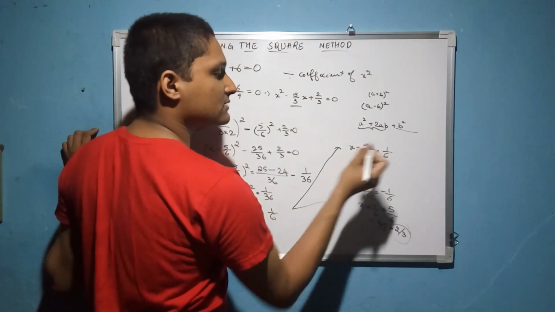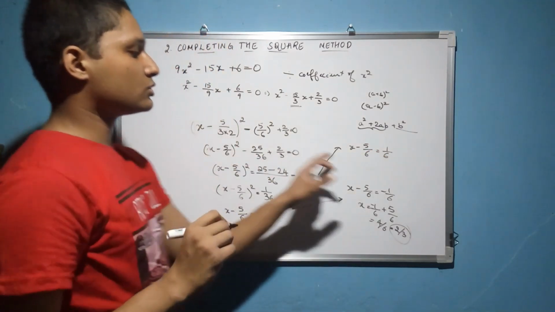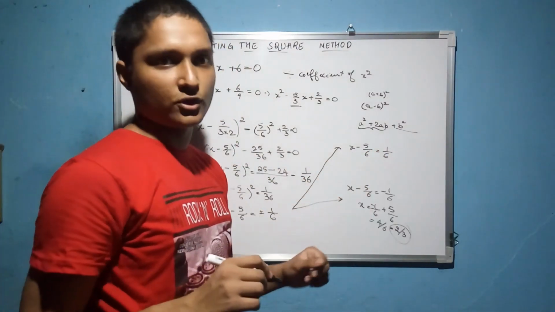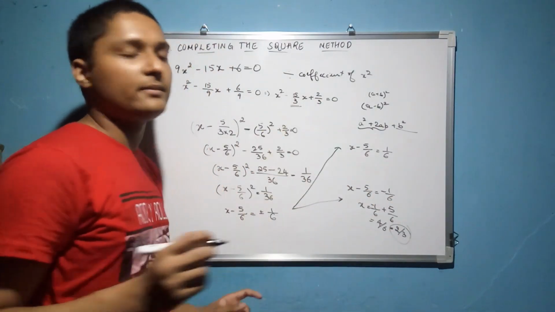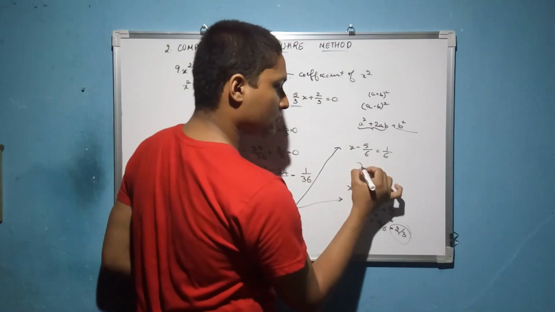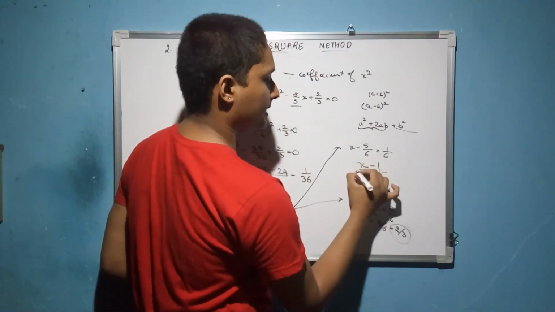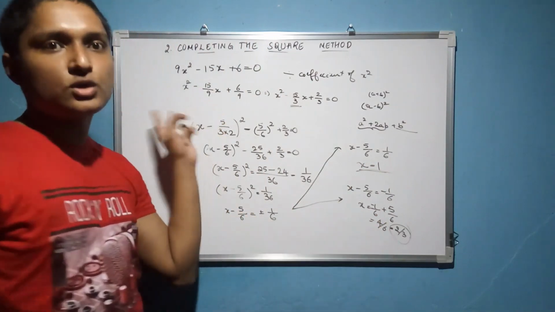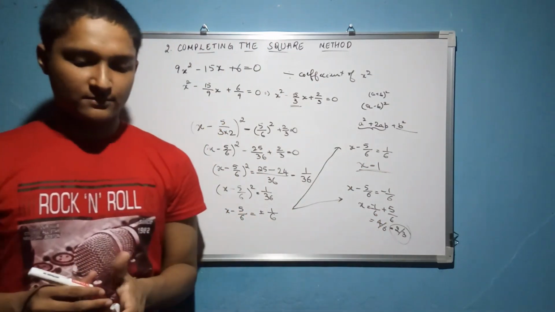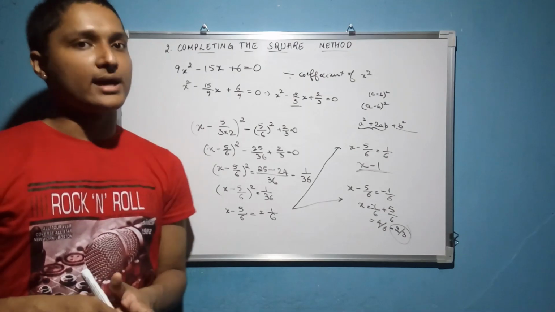Now we have x minus 5 by 6 is equal to 1 by 6. So similarly, when you take it to the right hand side, it's going to be x is equal to 1 by 6 plus 5 by 6. 1 by 6 plus 5 by 6 is 6 by 6. So x is equal to 1. So x is equal to 1 and x is equal to 2 by 3 are the roots of this quadratic equation. Okay, this is the completing the square method.